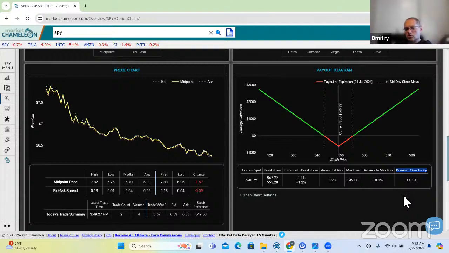Right. Yeah. So the premium over parity refers to how much option time value or premium is there above the option's parity value. Okay, so because you could hedge off the part that is parity. So let's just come up here.